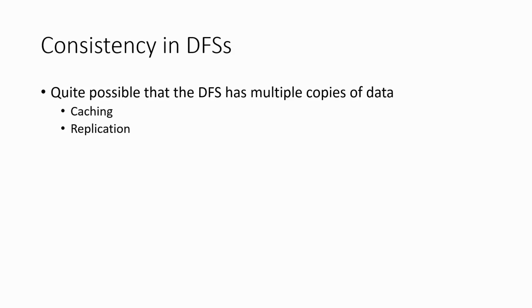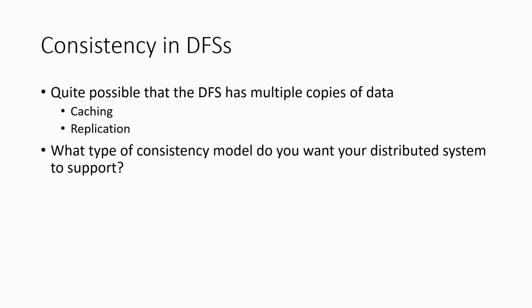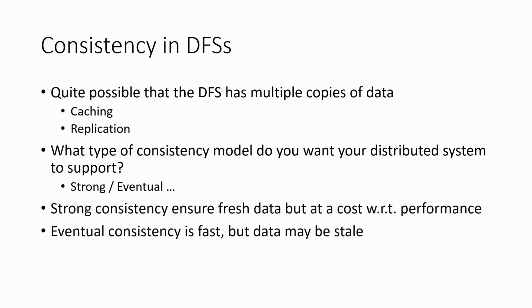If you have multiple copies of data, then you run into a consistency problem. So what type of consistency model do you want your distributed system, especially this distributed file system, to support? You could have strong or eventual consistency. Those are the kind of the two extremes of consistencies. There are multiple consistency models, and we will be covering them in detail as we go through the unit.